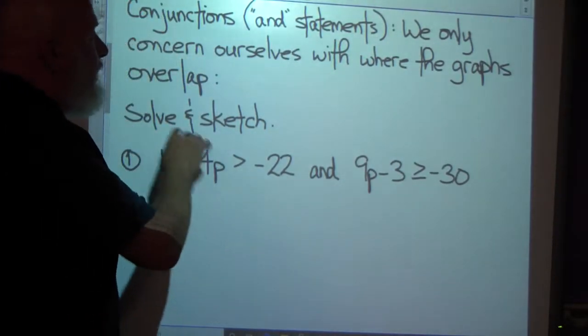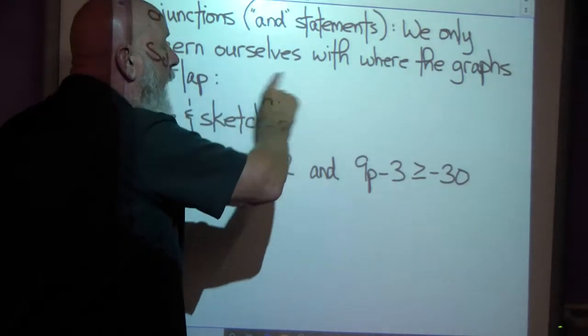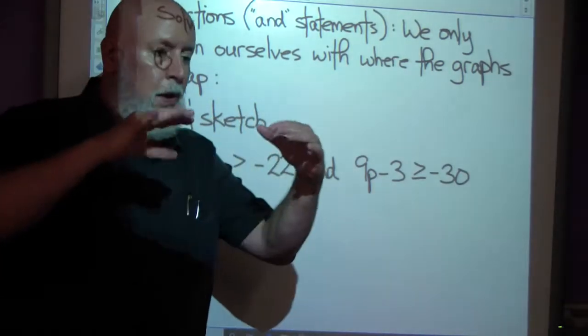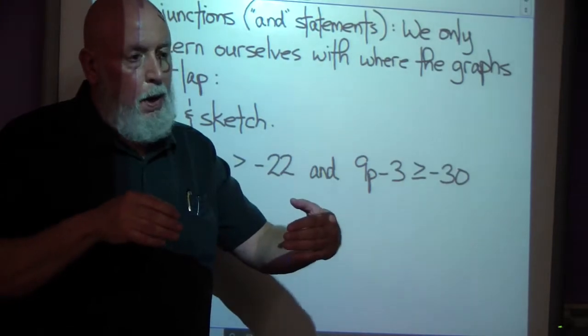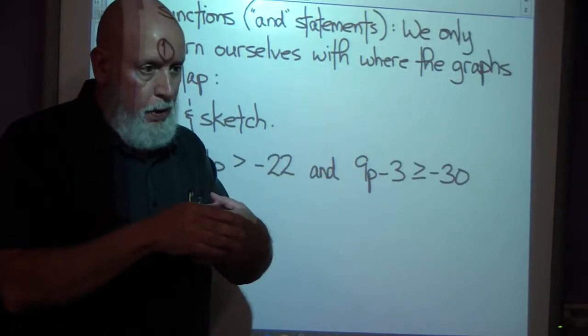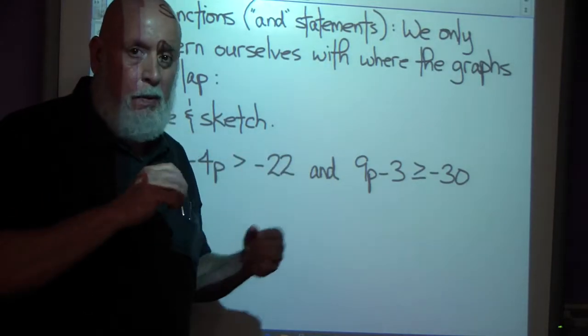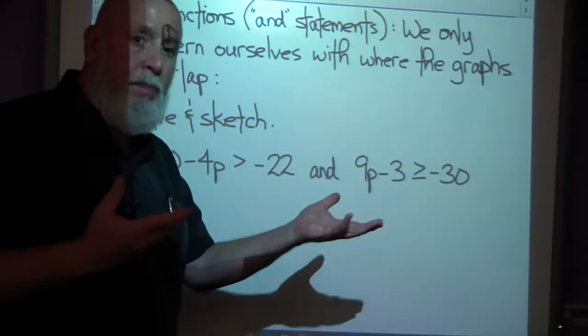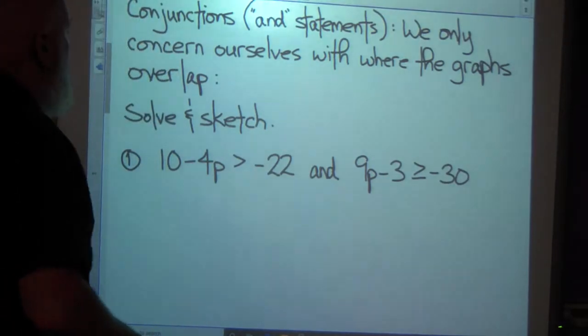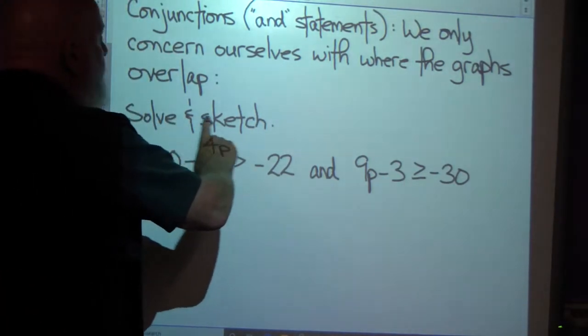And we only concern ourselves in conjunctions with where the graphs overlap. We're going to solve two inequalities, and we're going to graph them both. And we're only concerned where those two graphs overlap each other. That will be the solution. If they don't overlap, there's no solution. Okay. Solve and sketch. So here we go.